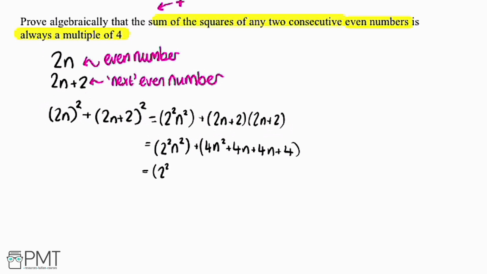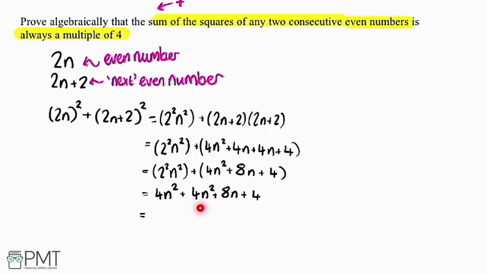If I simplify that down, I see that I've got 4n here and 4n here, so I can combine that. So we've got 4n squared plus 8n plus 4. We've got 2 to the power of 2, giving us 4n squared plus 4n squared plus 8n plus 4. Now we can combine the n squared terms, giving us 8n squared plus 8n plus 4. Great, so we've expanded and we've simplified.